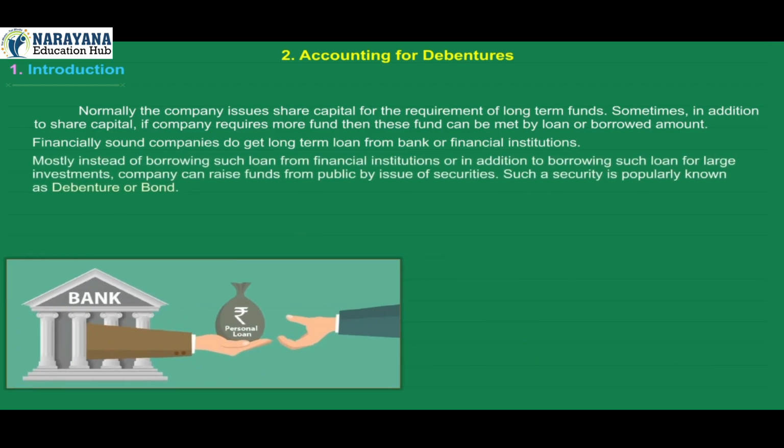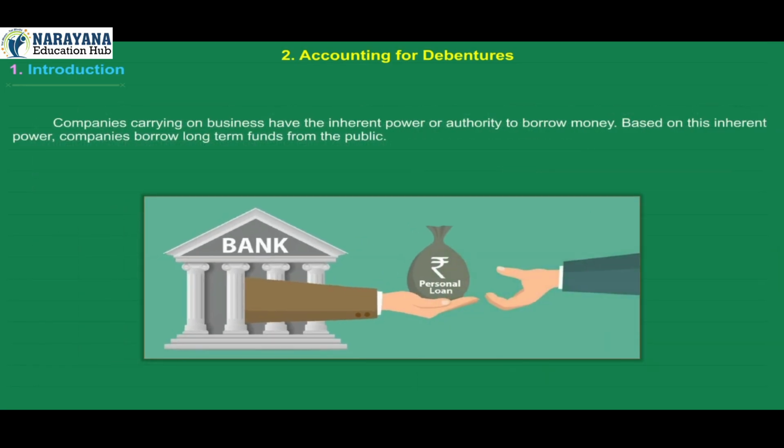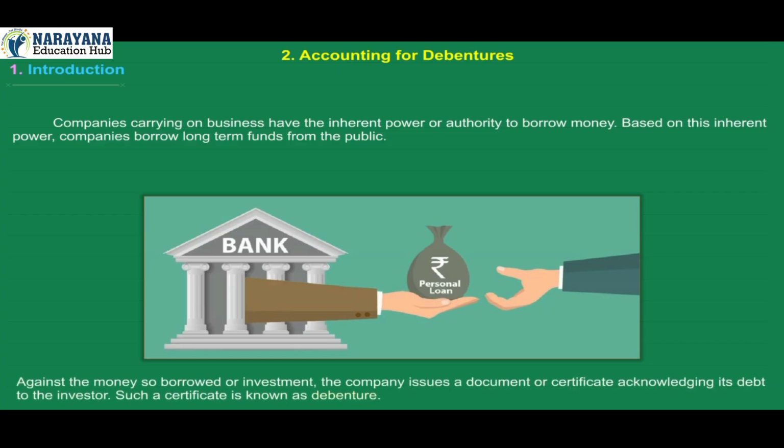Mostly, instead of borrowing such loans from financial institutions, or in addition to borrowing such loans, for large investments the company can raise funds from the public by issue of securities. Such a security is popularly known as a debenture or bond. Companies carrying on business have the inherent power or authority to borrow money. Based on this inherent power, companies borrow long-term funds from the public. Against the money so borrowed or invested, the company issues a document or certificate acknowledging its debt to the investor. Such a certificate is known as a debenture.